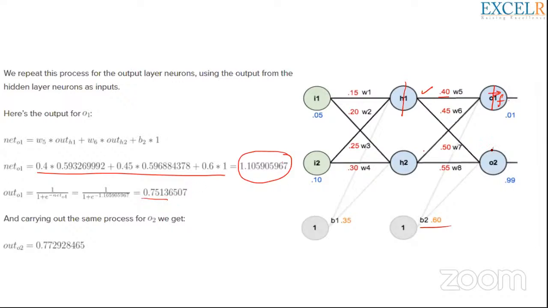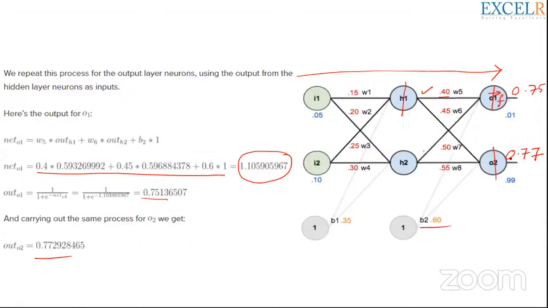Similarly, I can compute at O2 also, which would be 0.772. So we have successfully completed a forward pass. In this forward pass, I have got the output 0.75 here, and 0.77 here.